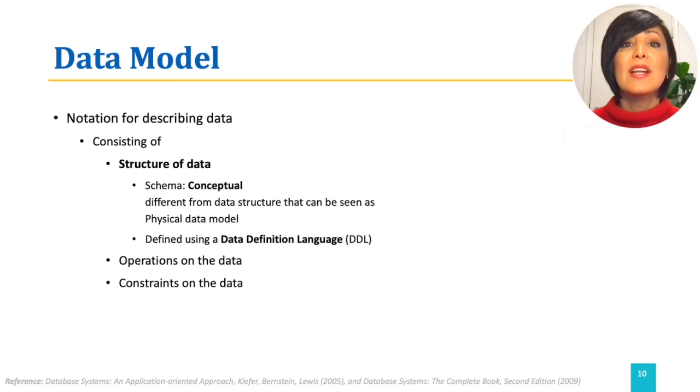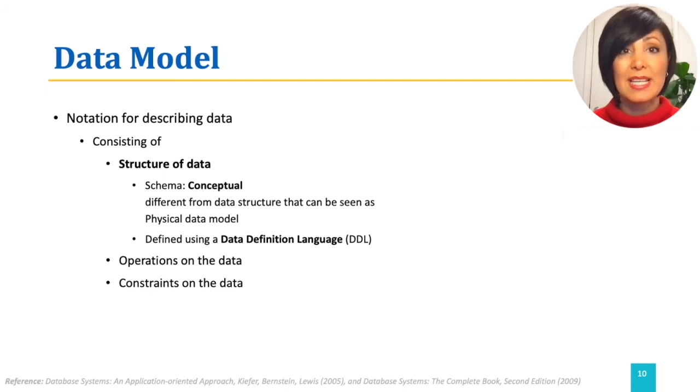A data model describes the conceptual structure of data. This is different from physical data structures. For example, structures we use in programming languages, such as arrays or objects, include information about the physical structure of data. A data model deals with the conceptual structure of data, defined by a schema.